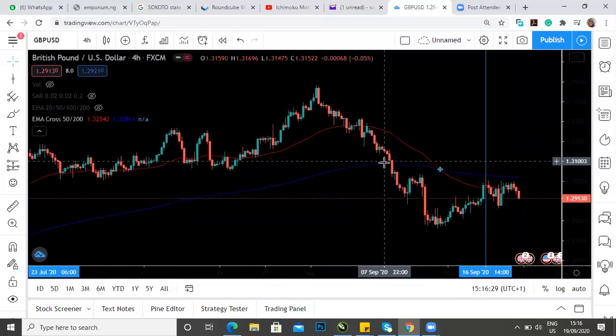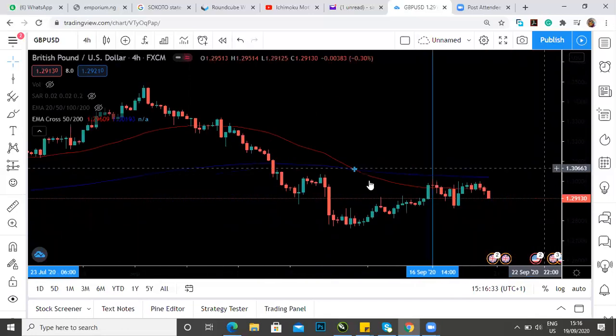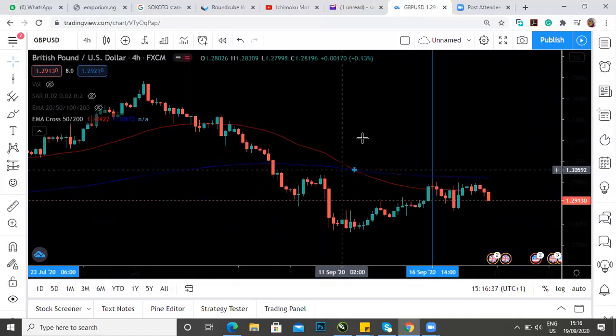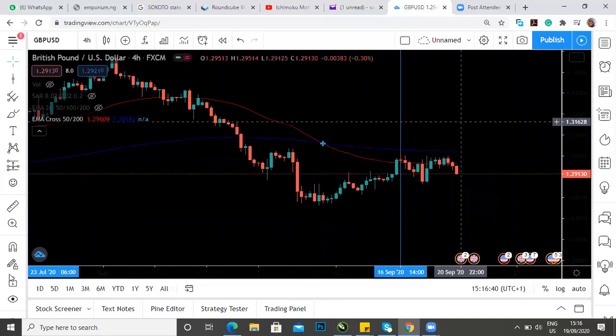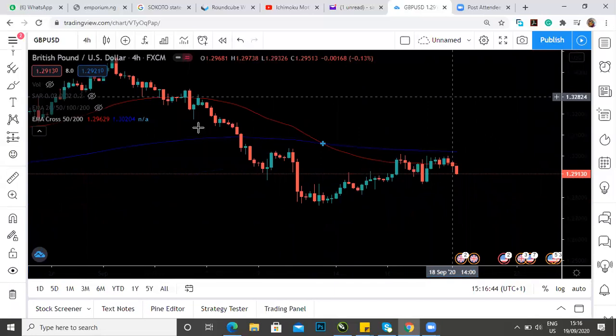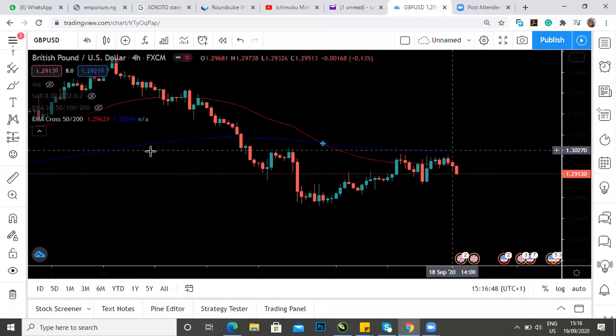Now, let's look at the crossing. This here is what I call a dead cross. Why do I call it a dead cross? Because the red line just crossed down the blue line. That is a dead cross.